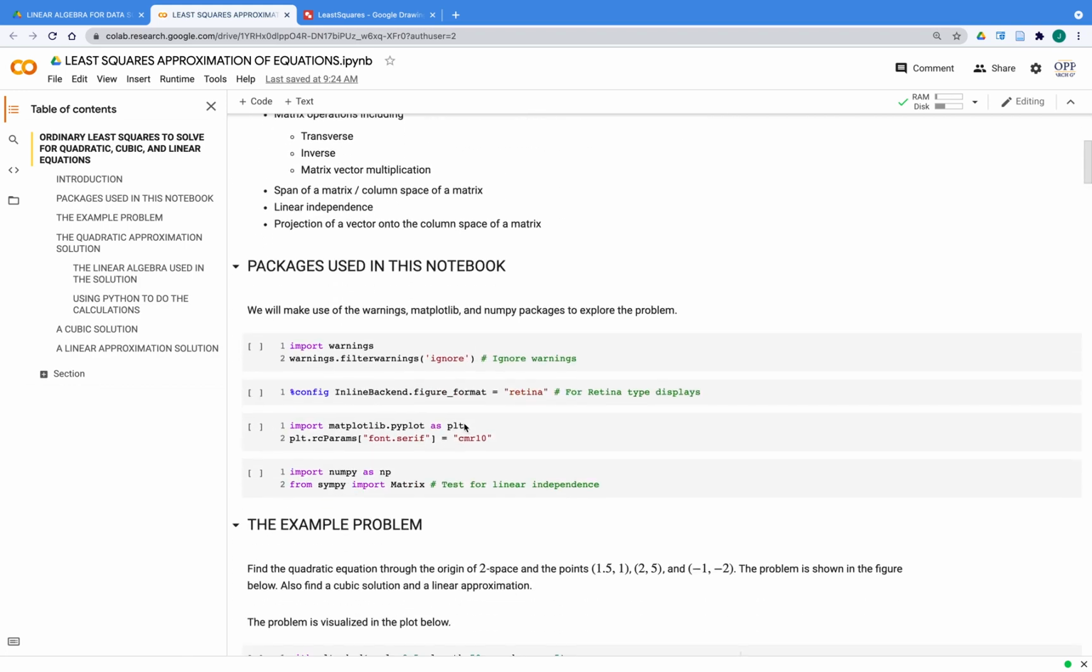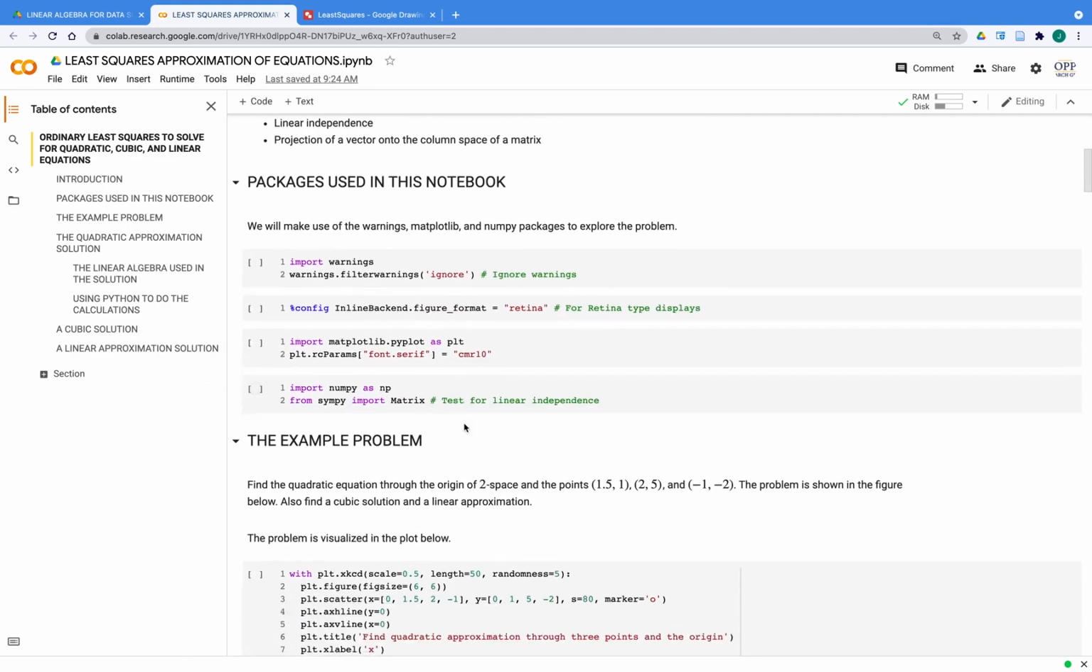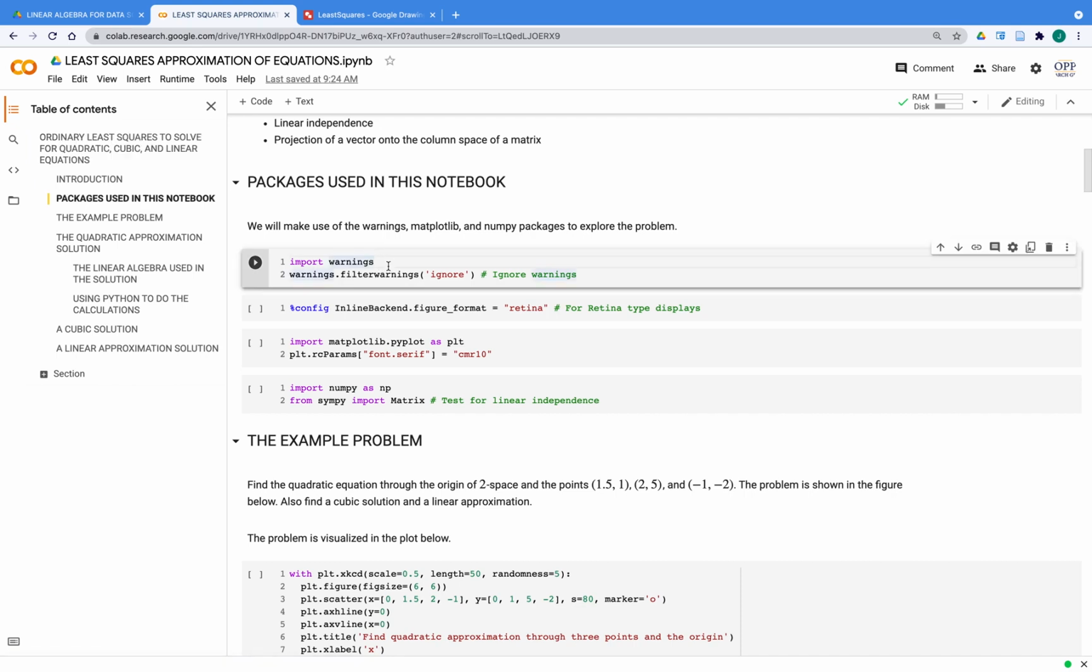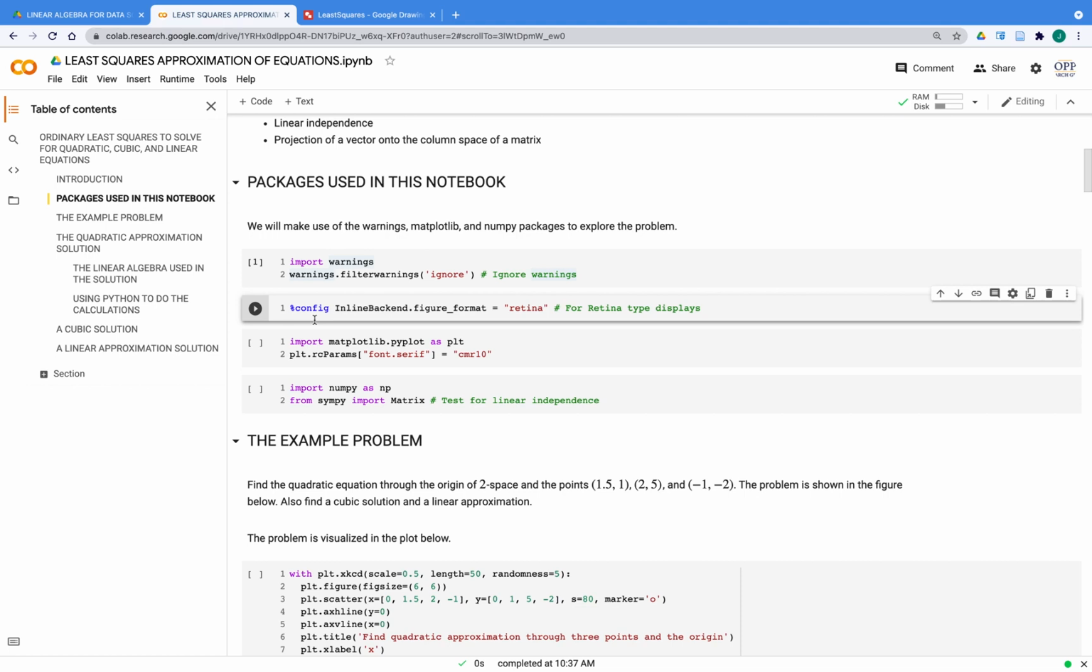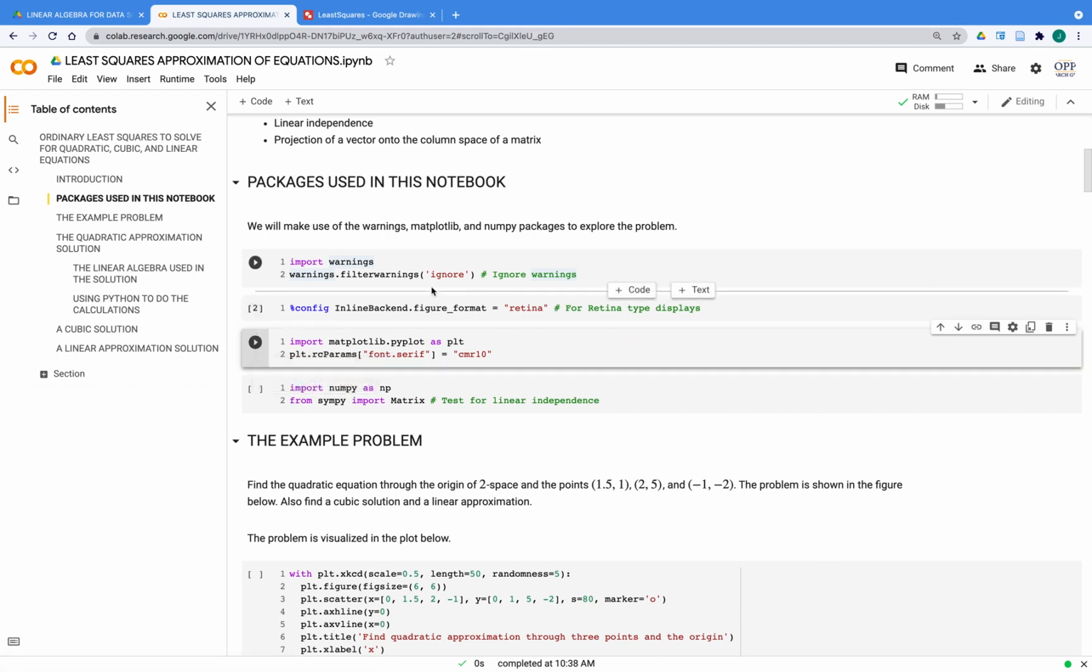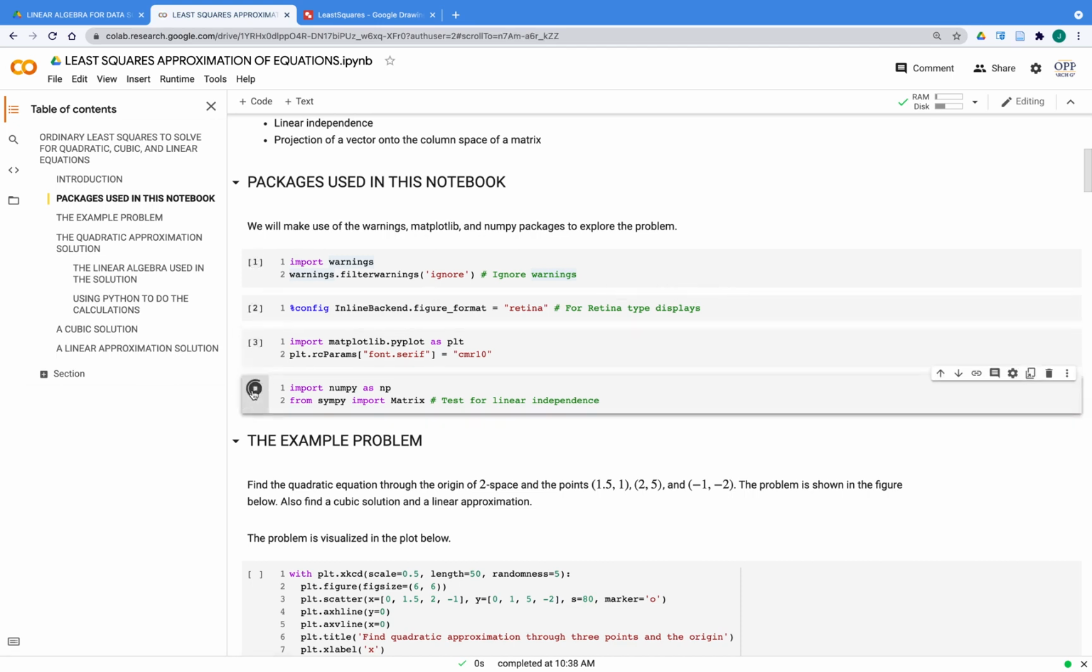So the packages that we're going to use in this Jupyter notebook, or then a Google Colab notebook: I'm going to import warnings and then just set the filter warnings to ignore. I'm going to set the %config magic there just because this is a retina display and I just want those images to be nice and crisp. And then from matplotlib, we're going to import the pyplot module as plt. And then I'm just going to set a font because I'm going to use a specific theme when I do my plotting. Then I'm also going to import numpy using the namespace abbreviation np as usual. And then from the symbolic Python package, sympy, we're going to import the Matrix function, that's an uppercase M.